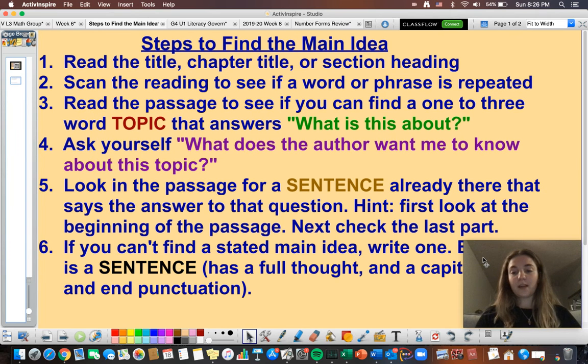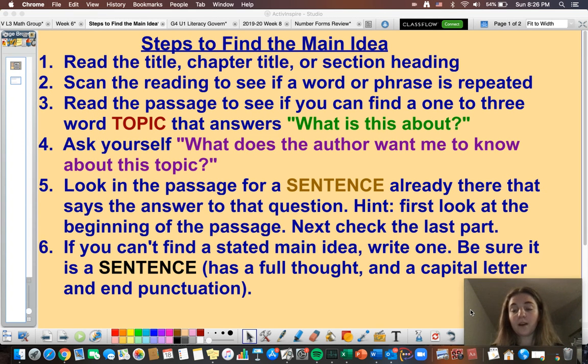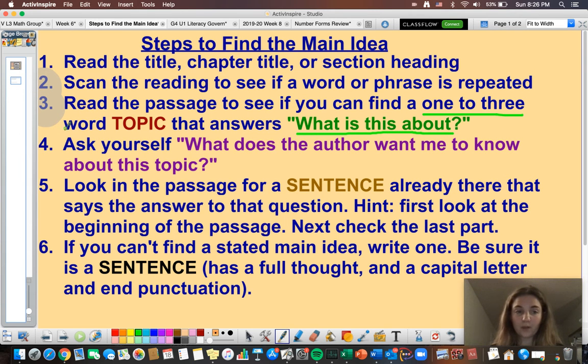So, reminder that when we are working with main idea and topic, it's important to list these steps. The steps to find the main idea: the first thing that we do is find the topic. And that's this one right here. These two things are especially important to finding the topic. Before we find our main idea, we need to know what our topic is. And the topic answers the question, what is this about? It's 1 to 3 words.